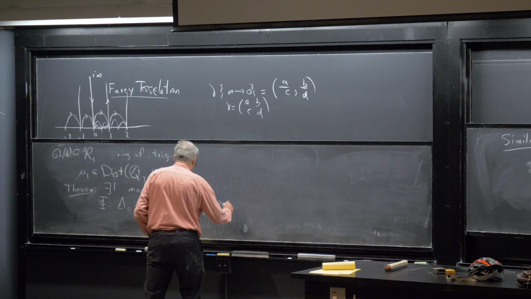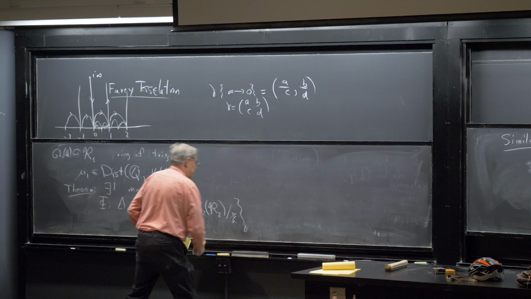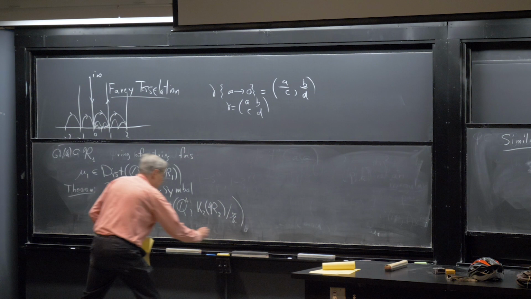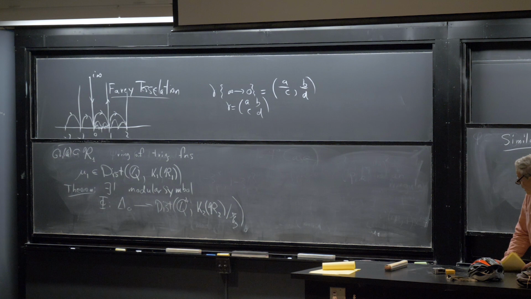Okay, now this is not exactly right. We had to divide by some ideal. I can tell you what it is, but for now, let me just try to get something on the board. This is an ideal in the part: you take the Milnor K-ring of the ring R2.